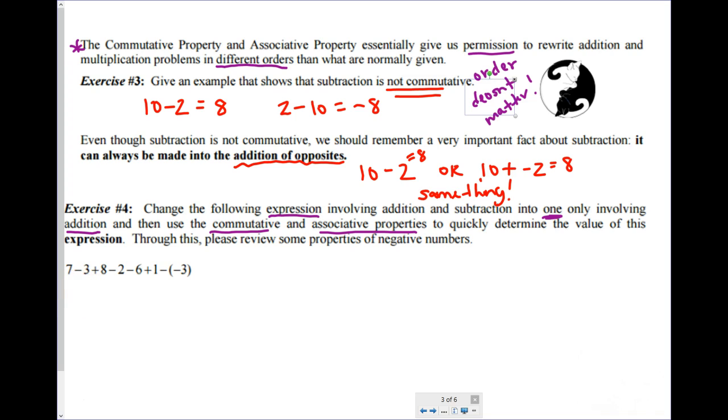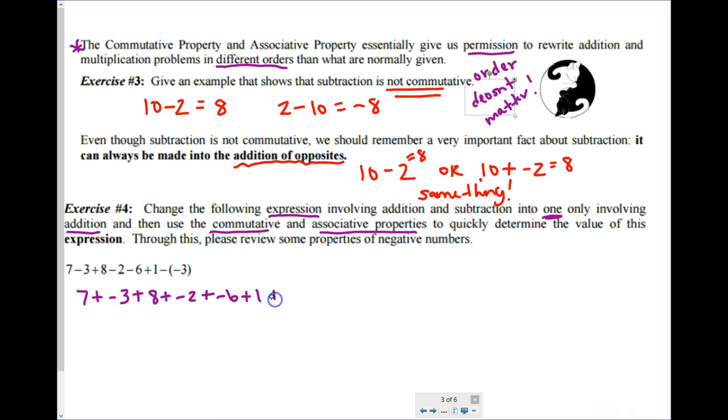So let's take some time and try and rearrange this phrase. 7 minus 3 is what I'm starting with. What did I do up here where I had 10 minus 2? I put an addition and then kept the subtraction. So I'm going to change this to a 7 plus negative 3. Keep the plus next, plus 8. I don't need to change that. But then what do I have? I've got a minus sign here, so I'm going to say 8 plus negative 2. Then comes a minus 6, so I'm going to say plus negative 6. There's another plus, so plus 1.